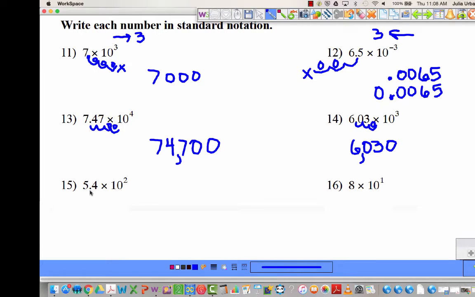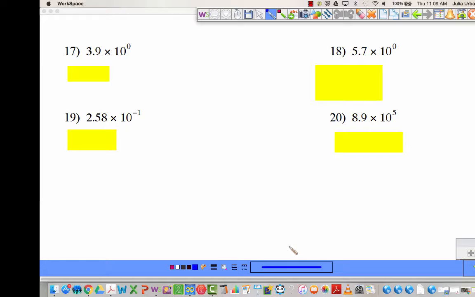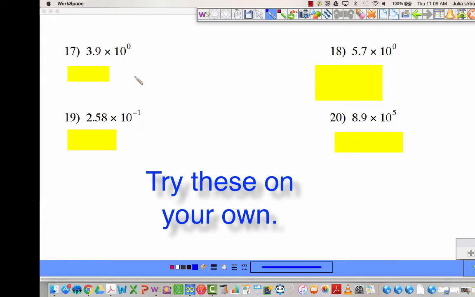But 2 places to the right is going to make this what number? 540. Good. And this one, you're only going to the right 1 place, but it starts right here. The number always starts after the whole number. So what would that become? 80. Okay? It's 0 to the right and it's 0 to the left. It's like it's times 1 or it just stays the same, right? It means 0 right, 0 left stays where it is.